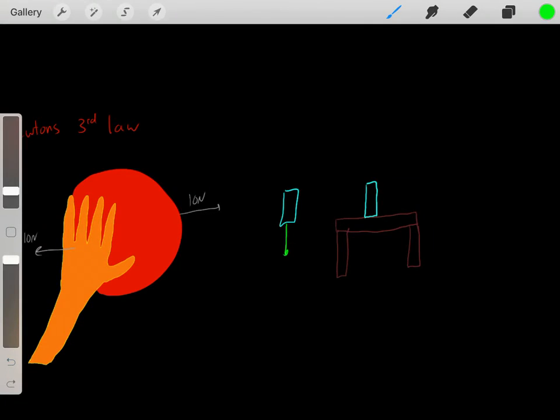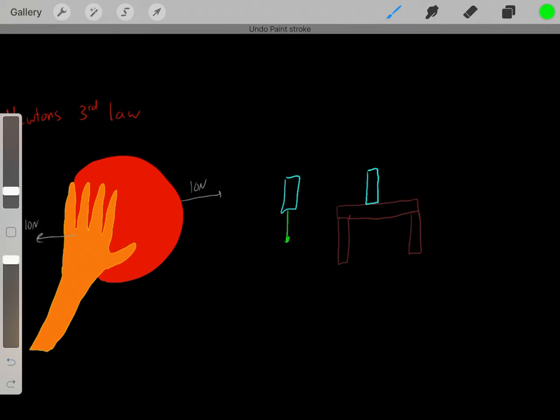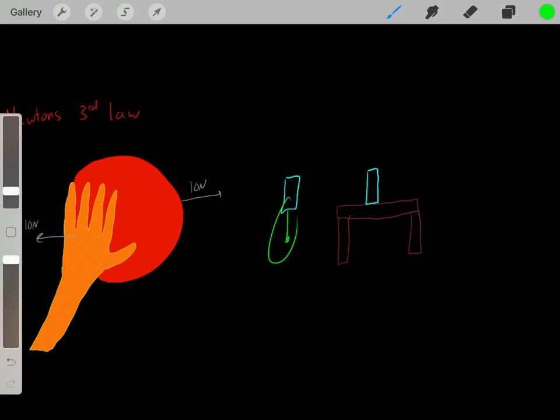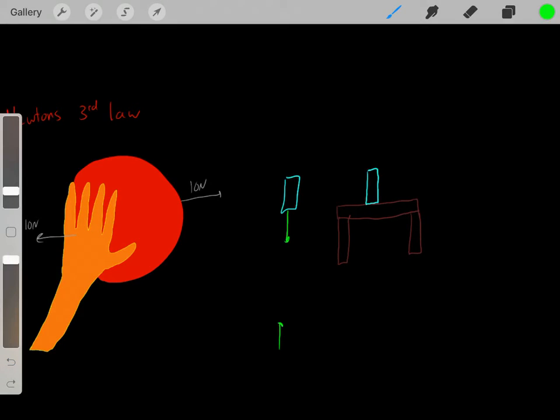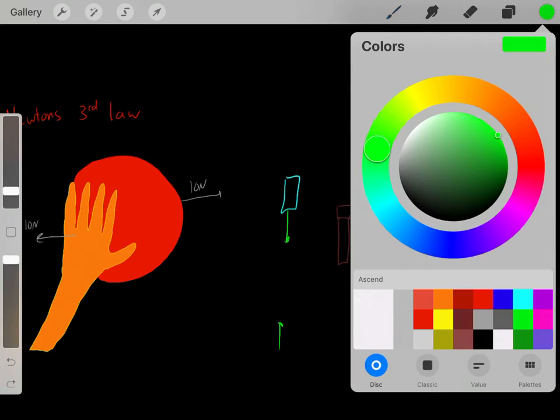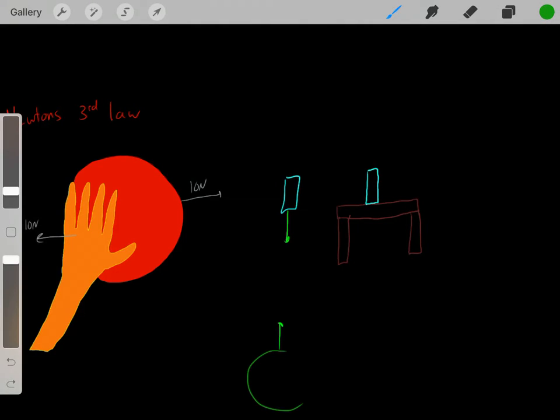But again, we know all forces have equal and opposite forces. So what's the equal and opposite force? It must be equal in magnitude, but opposite in direction. And we also know that equal and opposite force must be on a different object. So what is that object? Well, that object happens to be the Earth.